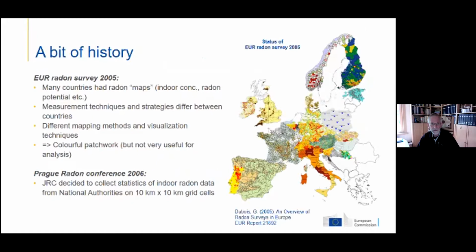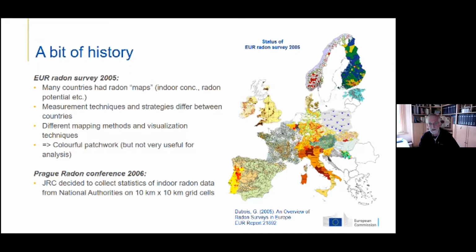Okay, a bit of history. So we have to go back almost 16 years in time. In 2005, we started with this idea. And of course, the first thing you need to do when you want to make such a publication is to see what's already available. So the first thing we did, by means of a questionnaire and also a survey, was to look into what is available already on a national level in Europe, in the Europe of 2005. And we concluded that many countries had been doing already quite a lot of monitoring work and had their national radon maps, including concentration of radon potentials. But we also noticed that the measurement techniques and the strategies differed quite a lot between countries.